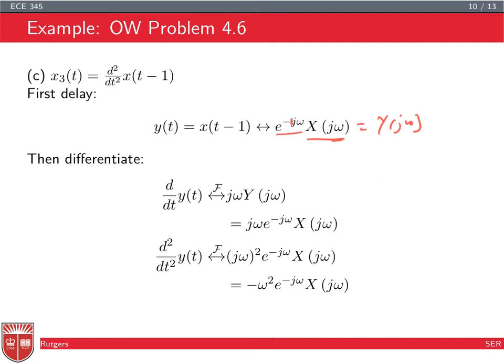And then when we differentiate the second time, it is the same principle again. So we have to multiply by another j omega. So it's going to be (j omega) squared, e to the minus j omega X of j omega. So in the end, it's going to be minus omega squared, e to the minus j omega X of j omega. You could have easily seen this without going into such detail in the steps. So this represents (j omega) squared, which is two times differentiation, and this part here represents the delay.